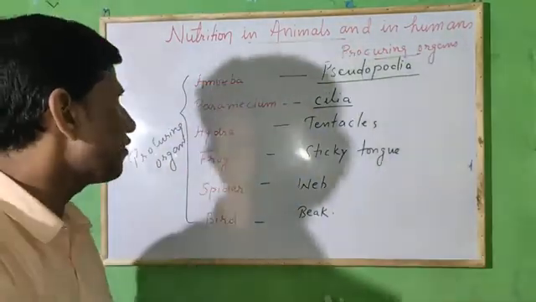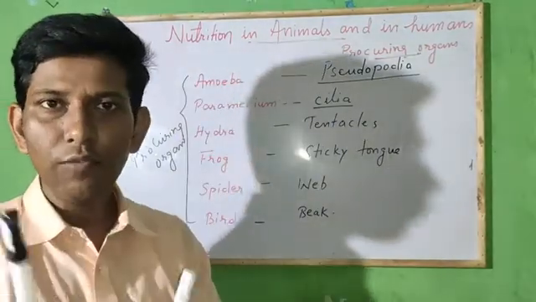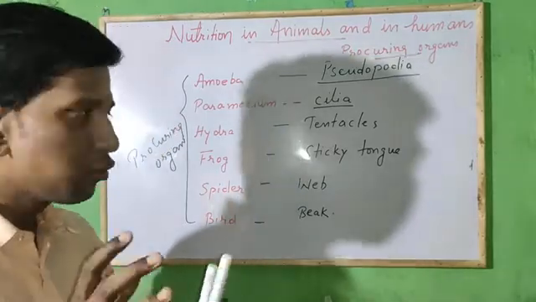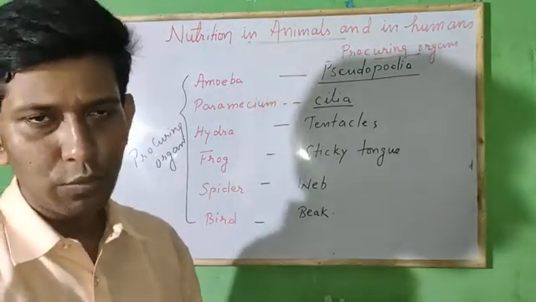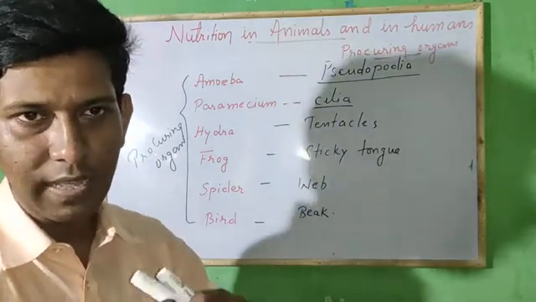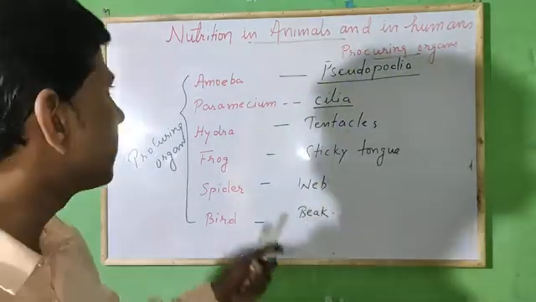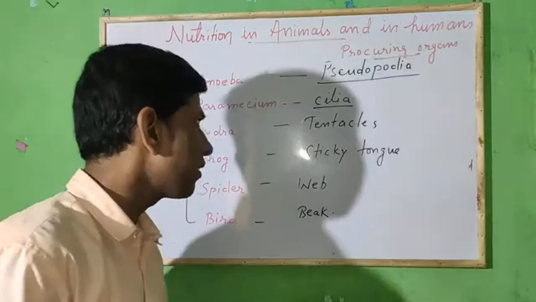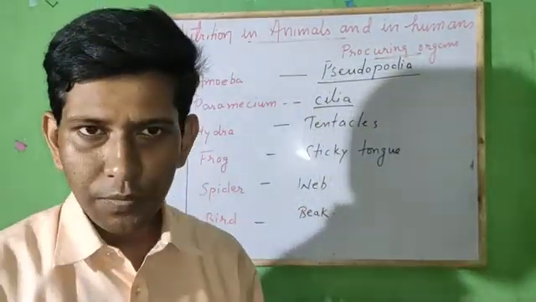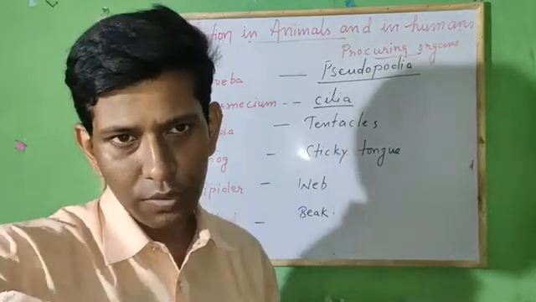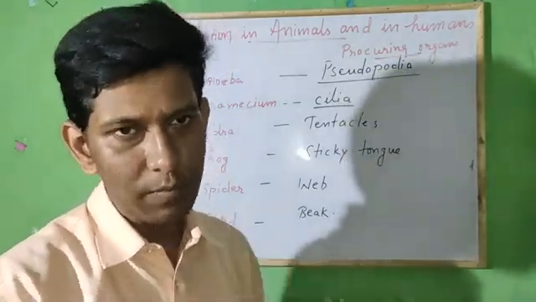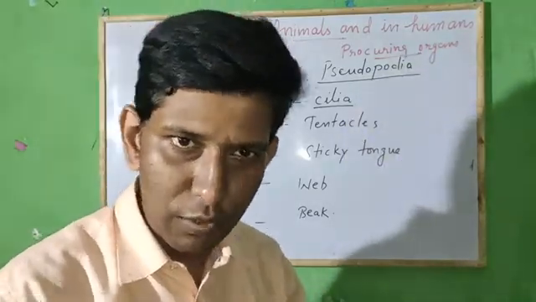You can see in the case of amoeba there are false feet, called pseudopodia. Pseudopodia just capture the food. When the food comes near this organ, it immediately captures and engulfs the food material. In paramecium, dear children, you can see that there are a large number of hair-like projections all around the body, and that helps it to swim in water and also to capture food.